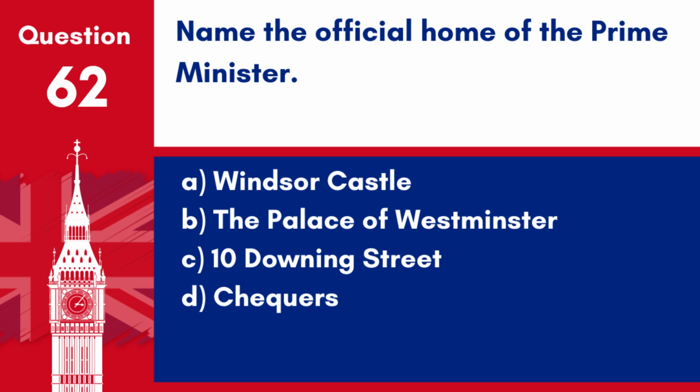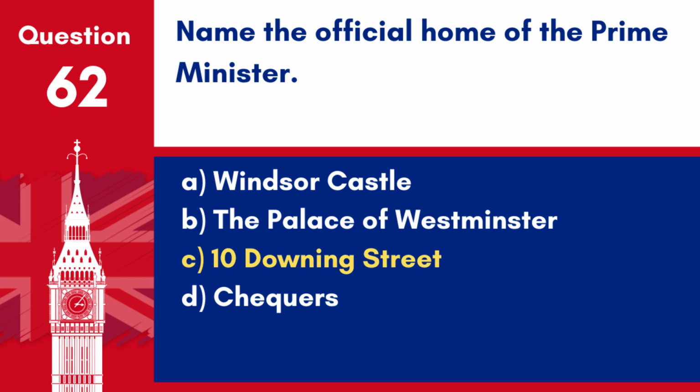Question 62. Name the official home of the Prime Minister. A. Windsor Castle. B. The Palace of Westminster. C. 10 Downing Street. D. Chequers.